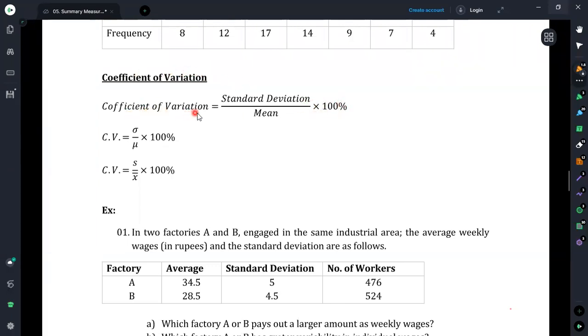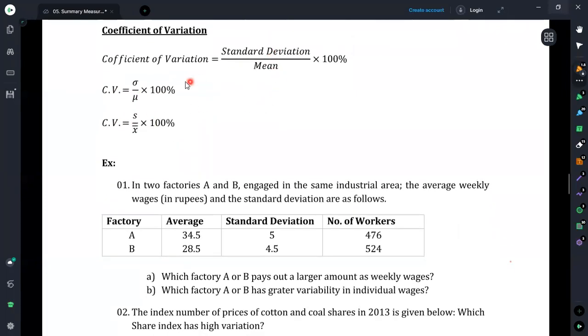Then we can take the coefficient of variation, which equals the standard deviation over the mean value. Then we can define it for the population parameters and using the sample statistics. For the population, we have this coefficient of variation as sigma over mu, into 100%. For the sample data, we take the coefficient of variation as the sample standard deviation over the sample mean into 100%.